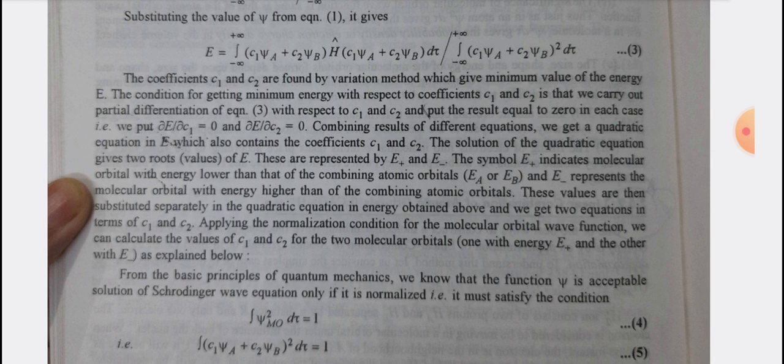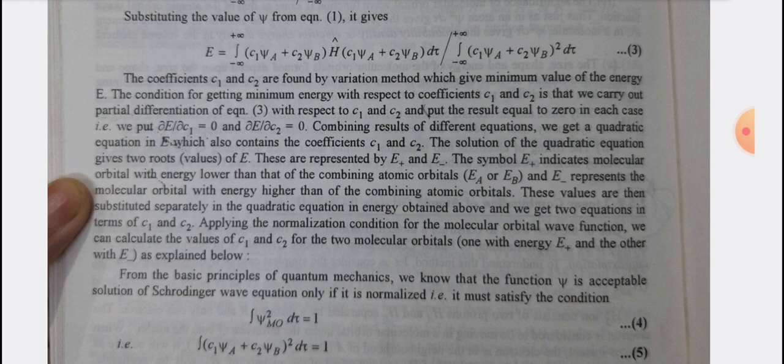The symbol E positive indicates the molecular orbital with energy lower than that of the combining atomic orbitals, and E negative represents the other. Substituting them separately in the quadratic equation, we get two equations in terms of C1 and C2. Applying normalization conditions for the molecular orbital wave function, we can calculate the values of C1 and C2 for the two molecular orbitals, one with the energy E positive and the other with E negative, as explained below.